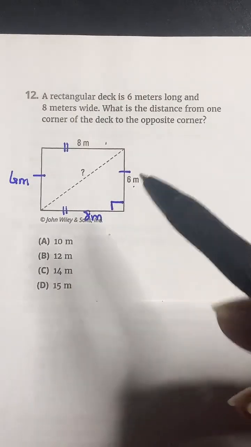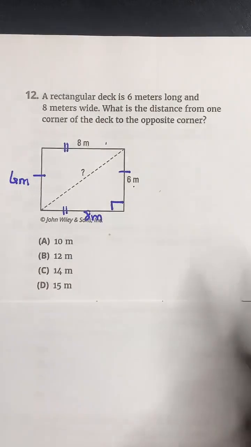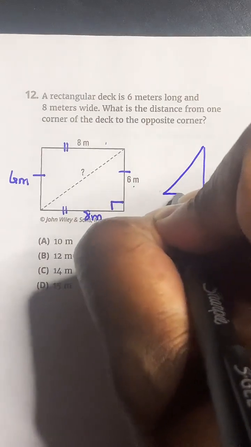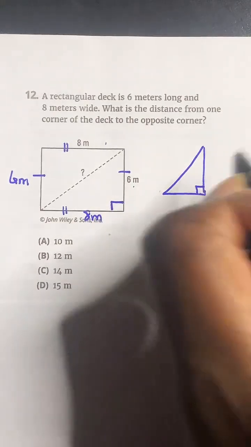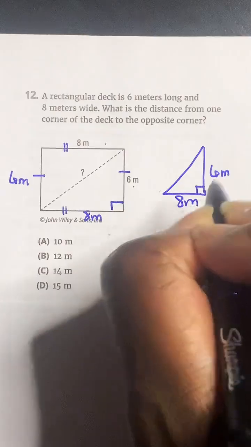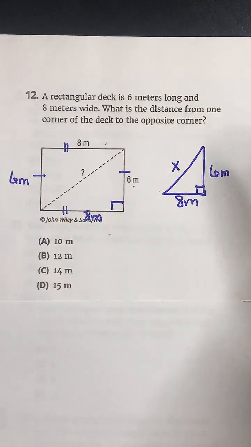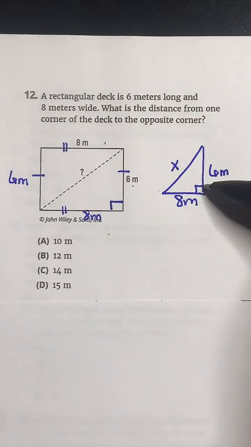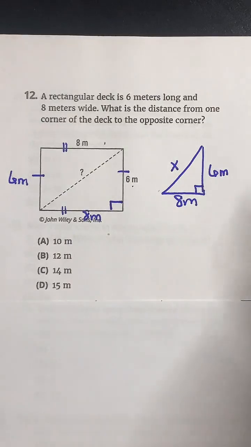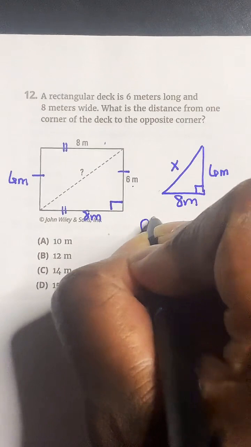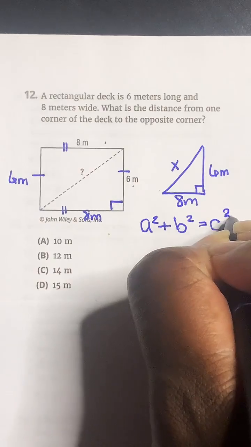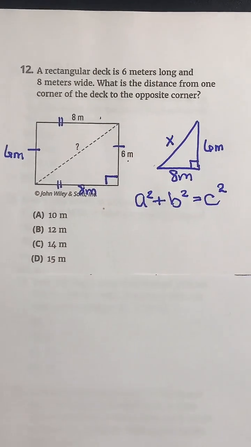But if I were to take just the triangle out, so if I were to just redo this for a second, this means this will be 6 meters. This will be 8 meters. And we're looking for our unknown. So we have a right triangle. We're not looking for the area. We're looking for the length of this side. So this is when people use your a squared plus b squared equals c squared. And that's called your Pythagorean theorem.